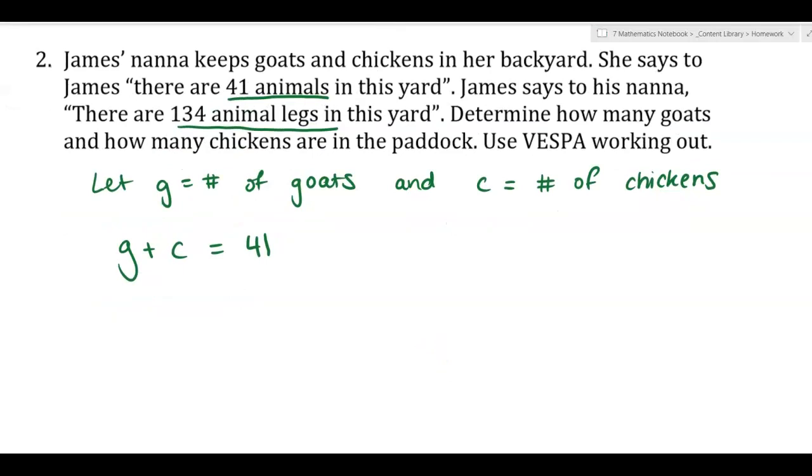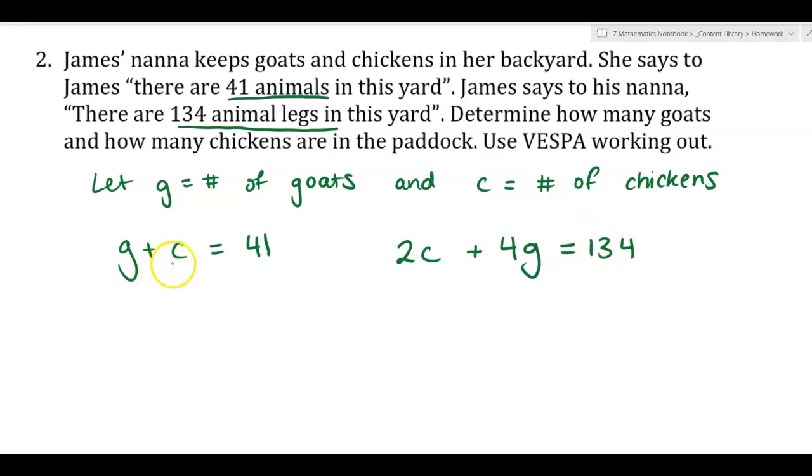Now, how many legs do chickens have? Okay, so for every, this is for their legs now. For every chicken, there's going to be 2 legs. And for every goat, how many legs will there be? Okay, so 2C plus 4G equals 134. Now we've got a second equation. This is higher order thinking.